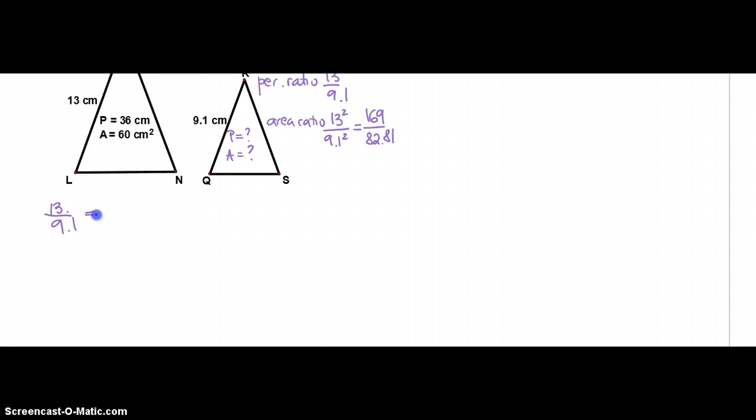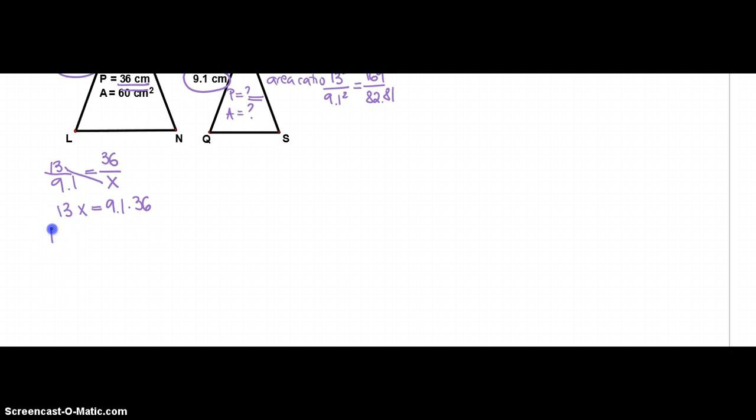equals, it gives me the perimeter, so it's going to be 36 over x. So 13 over 9.1 is the same thing as 36 over x. So we cross multiply, we get 13x equals 9.1 times 36. That means that 13x equals 327.6.